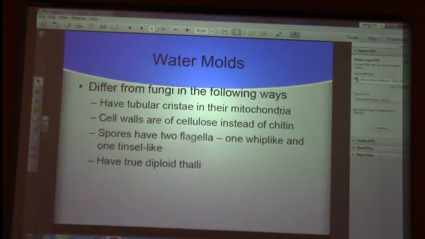Water molds are very similar to fungi, however they differ in the following ways in regards to some of the cellular structures. They have tubular cristae. Their cell walls are made up of different polysaccharides such as cellulose. And then they have spores that are flagellated.